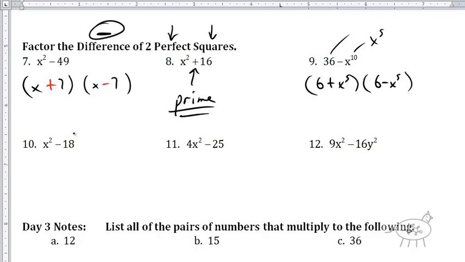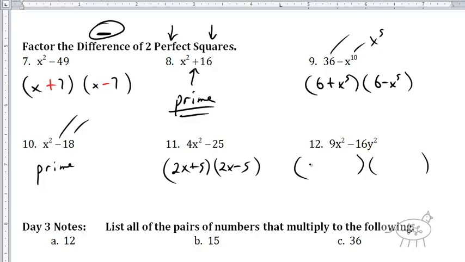Okay, the next one, what is it? Well, you should recognize that 18 is not a perfect square, so this one's prime. Remember, it has to have a minus sign, and they all have to be perfect squares. So like number 11: the square root of 4 is 2, the square root of x squared is x, the square root of 25 is 5, and then plus and minus. It doesn't matter if it's plus minus or minus plus, you get the same answer. Same thing with this one. The square root of 9x squared is 3x and 3x. The square root of 16y squared is 4y and 4y, and then it's plus and minus.